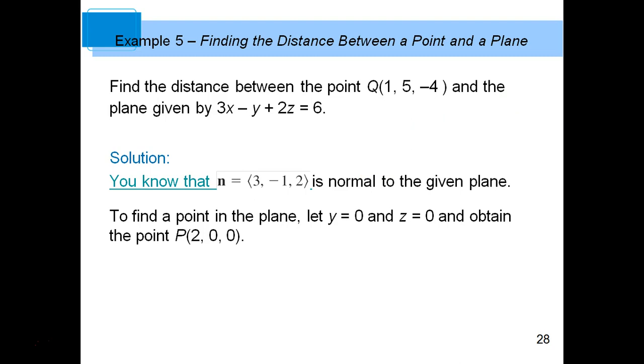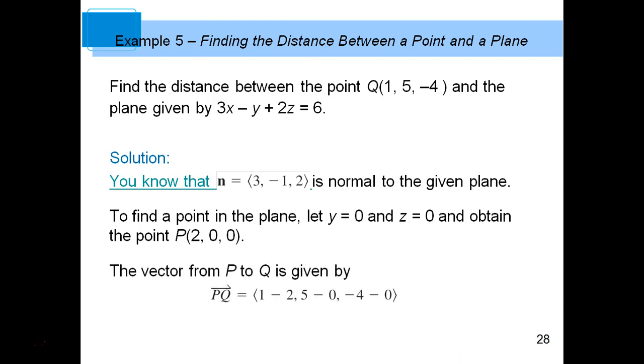So we got our normal vector, we have our point, we're ready to find some dot products. PQ is going to be easy enough to find using our position vectors, so 1 minus negative 2, 5 minus 0, negative 4 minus 0, and there's my vector PQ.